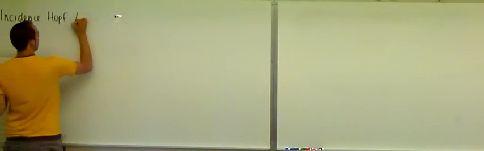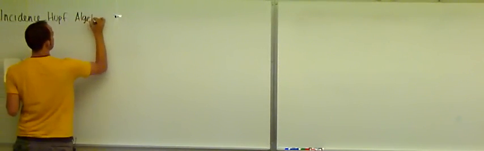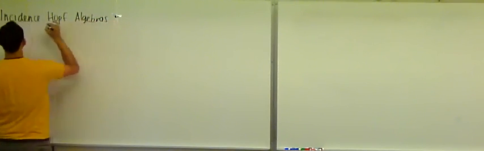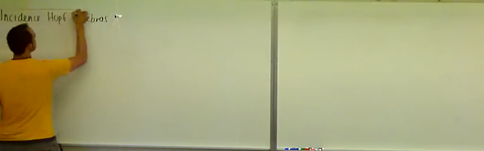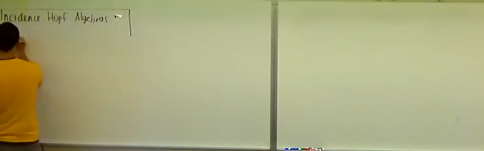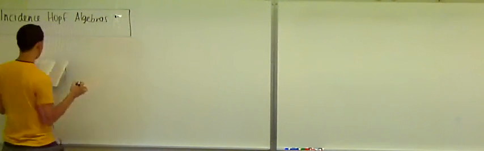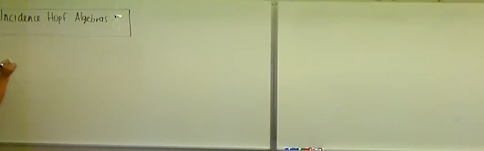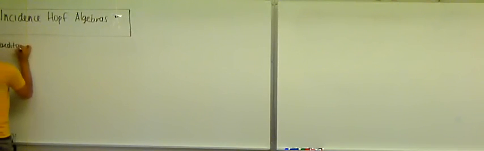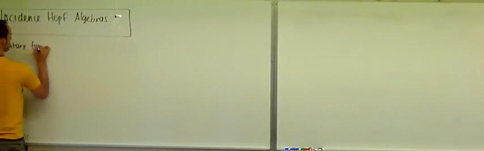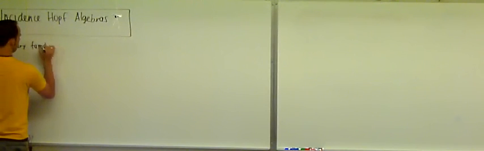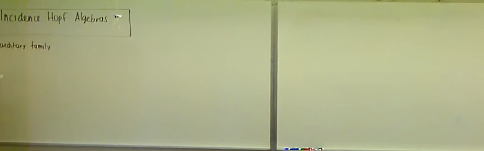So at the end of last class, I started to talk to you about Incidence Hopf algebras. Let me just remind you what we were saying. The setup is the following. We start with a hereditary family.